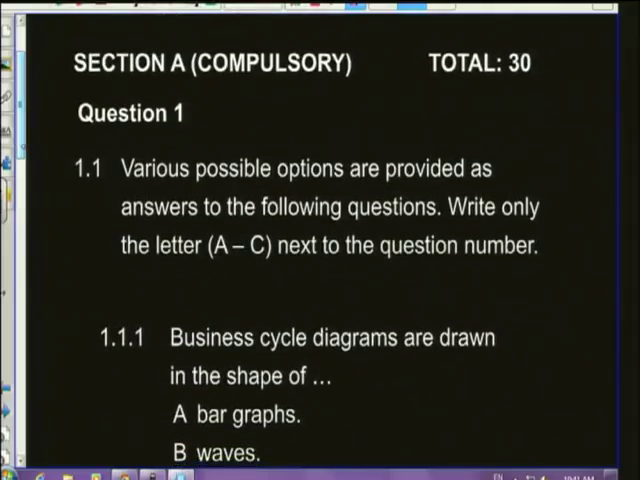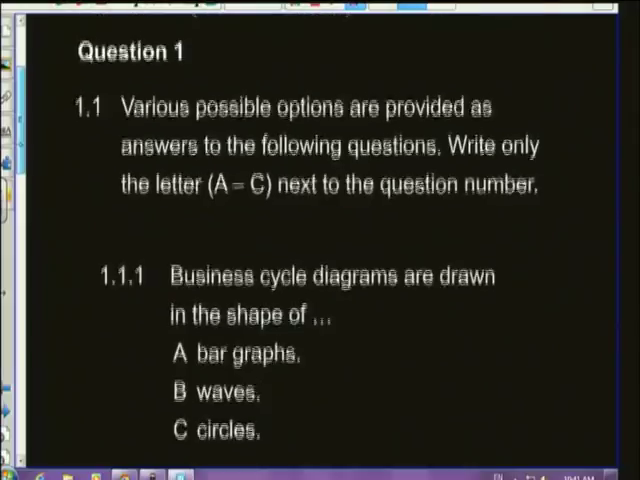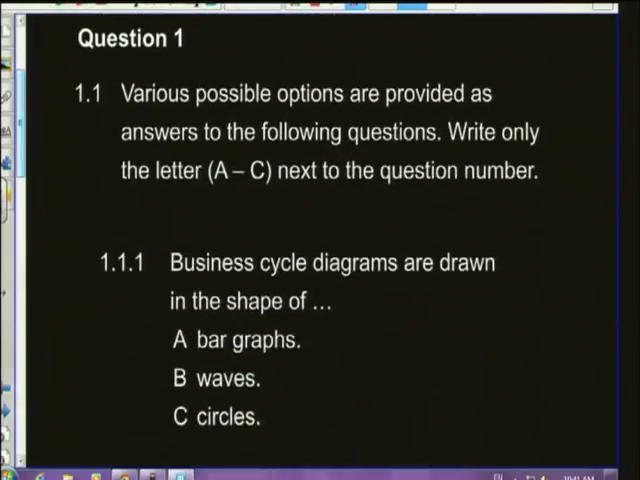I want us to look at a few examples of exam questions so that you can get an idea of what to expect in this paper. As I already said, section A is compulsory. It's a total of 30 marks, so you should not spend more than around about 15 minutes to complete this section. Let's look at question 1.1. It is extremely important that you read all the instructions that are given and that you carry out those instructions.